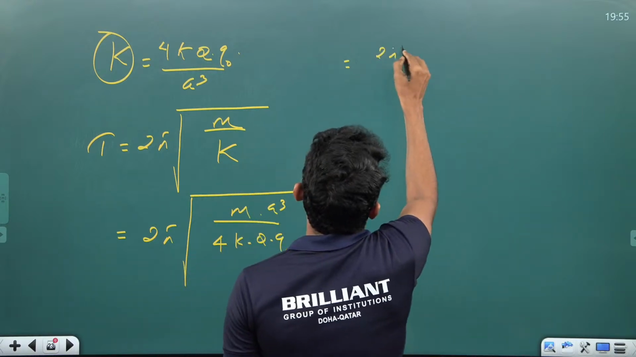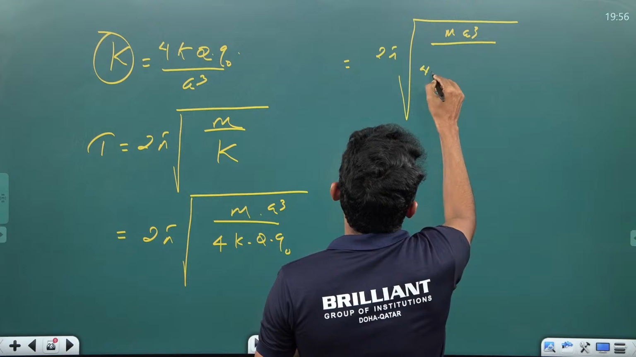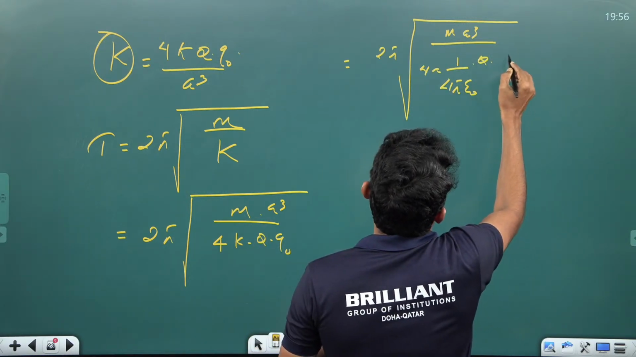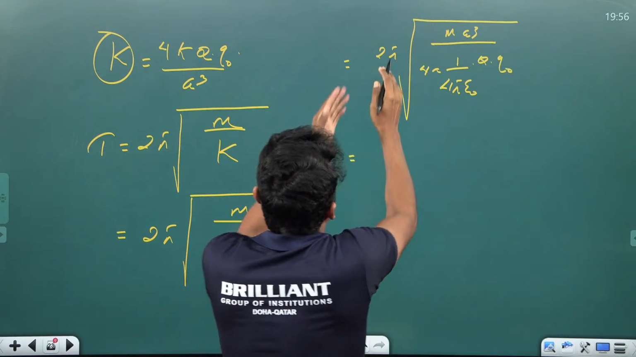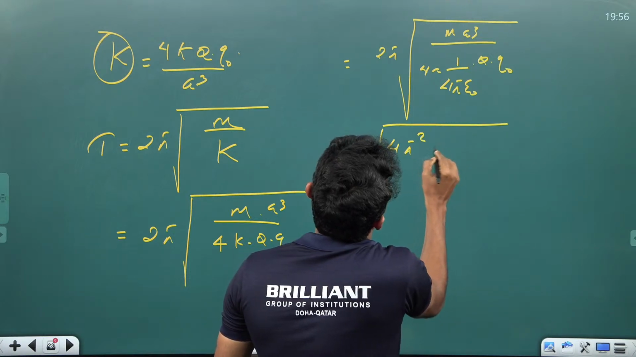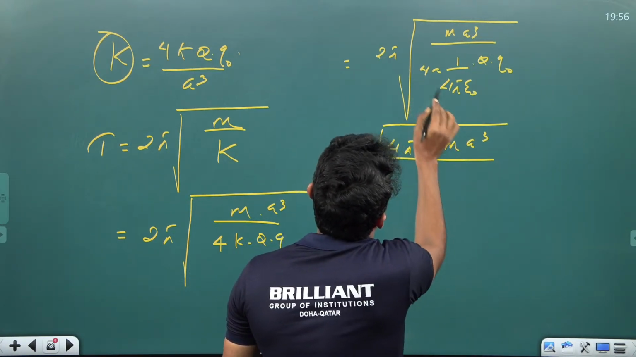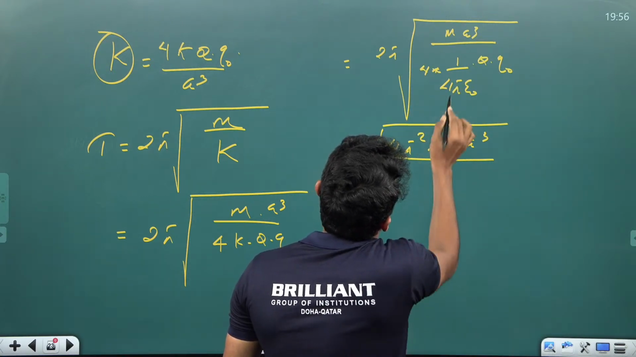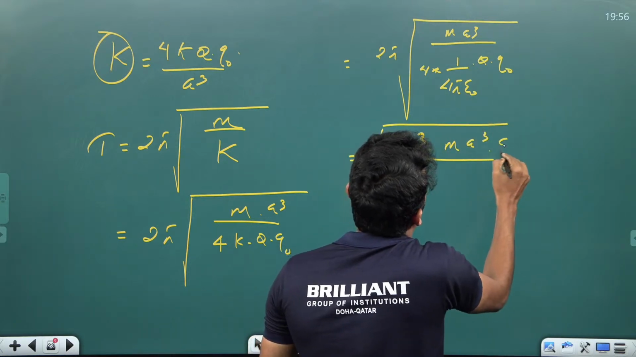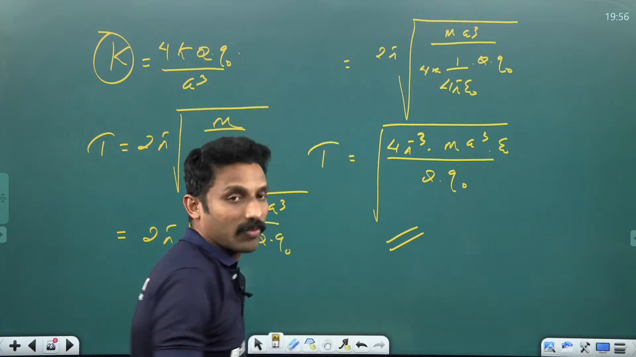This is equal to 2 pi into root of m a cube divided by 4 into 1 by 4 pi epsilon naught, then q into q naught. Now you take this 2 pi into the square root, we get 4 pi square, then m a cube divided by this. 4 cancels, the pi goes to the numerator, this becomes pi cube. Epsilon naught is in the numerator, and here it is q naught. This is the time period of this charged particle.